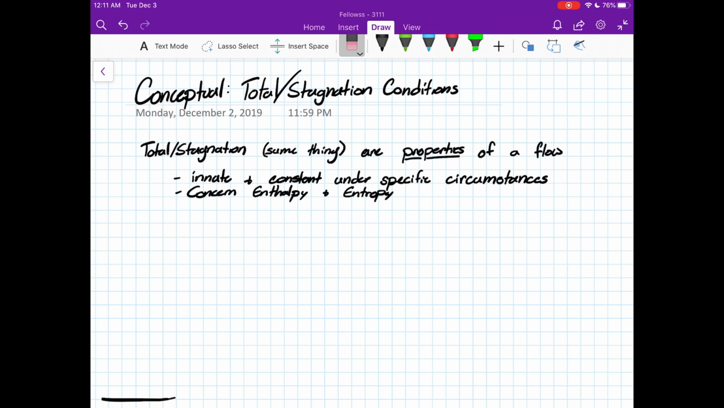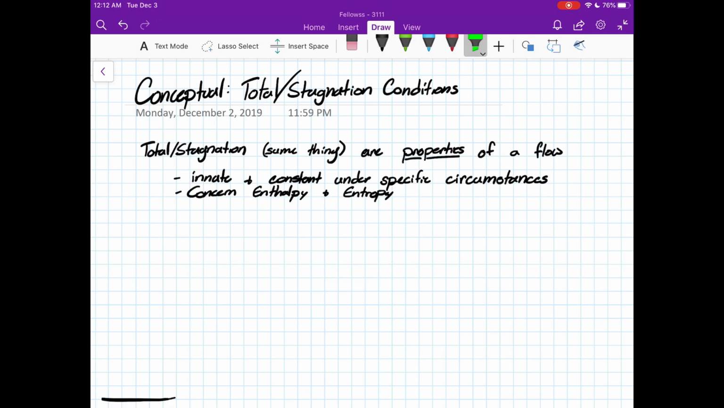Right now, I'm here with a video. I'm going to talk about total and stagnation conditions, total stagnation, the same thing. I have it written right here. What they mean for a flow, how we utilize them. I'm gonna try to keep the math out of it. There's gonna be a little bit of math, but we're gonna try to just have a conversation as much as we can. All right, so let's get into it.